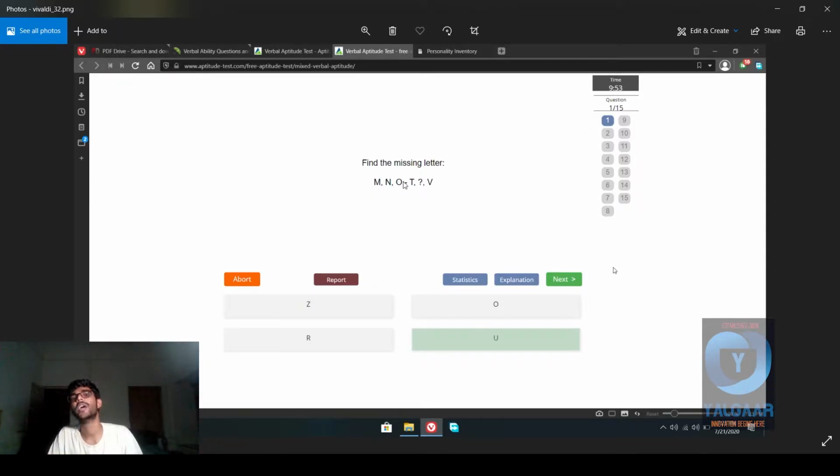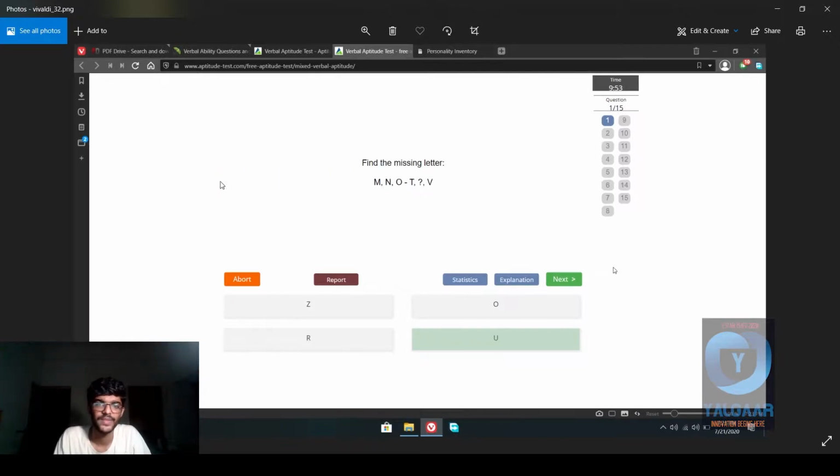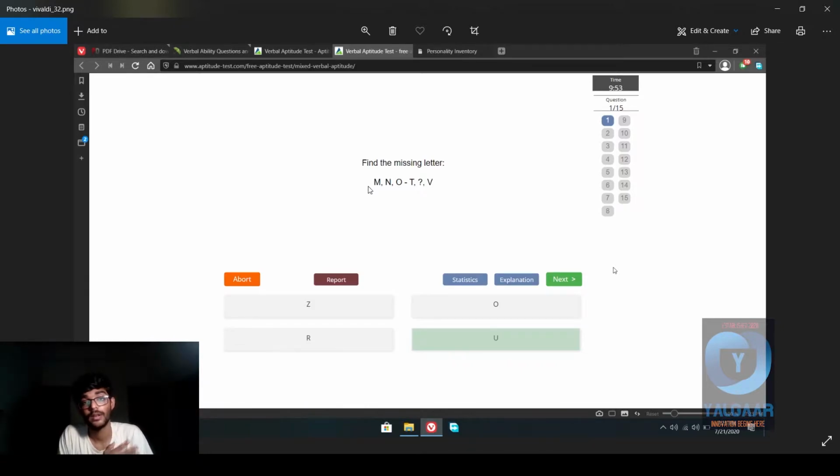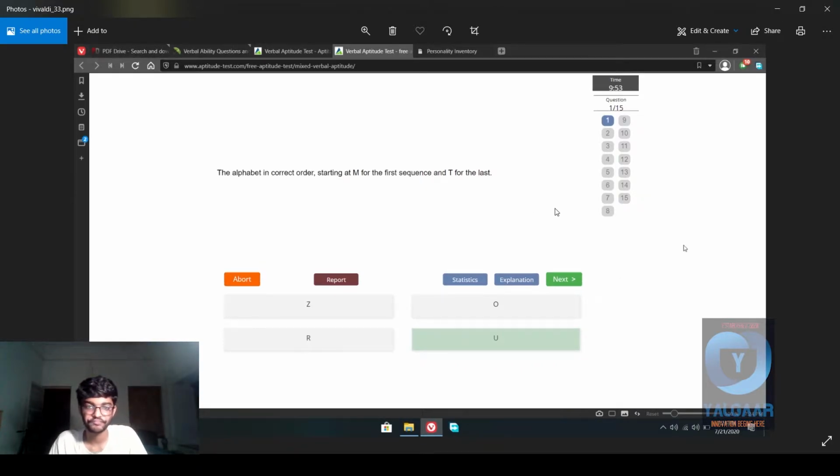So we have M and O dash T question mark V. So we need to find this letter over here. So how do we do that? We have 4 options. Let's find the explanation. The alphabet in correct order starting at M for first sequence and T for last. So in correct order, it would be L, M and O. So that is how it is. Also for T question mark V, it will obviously be the same thing. So this is basically a relation kind of question. T, U, V. So that is why it would be U, because S, T, U, V, that is the alphabetical order. And that is what this question is about.